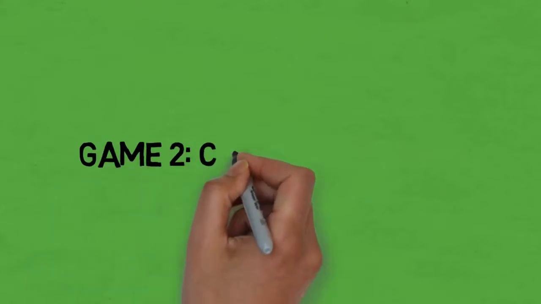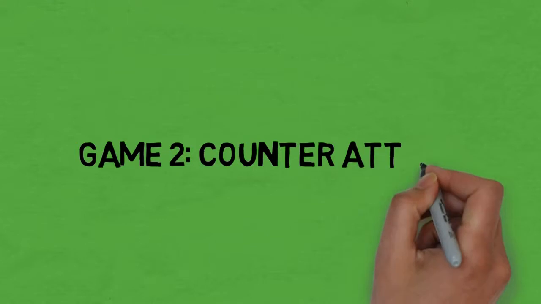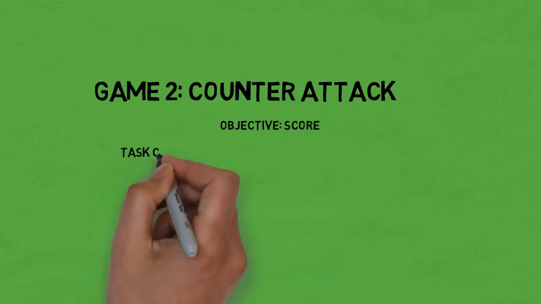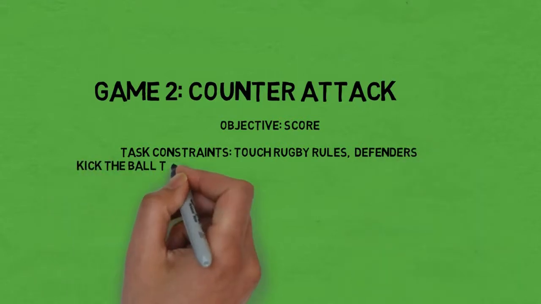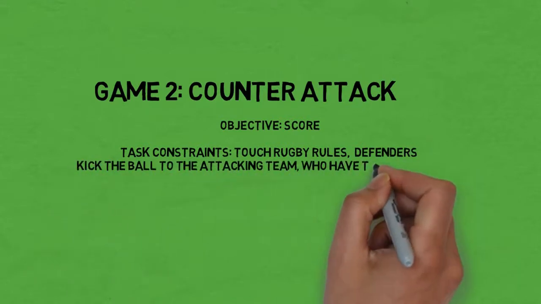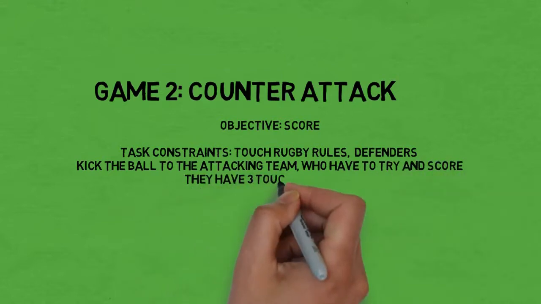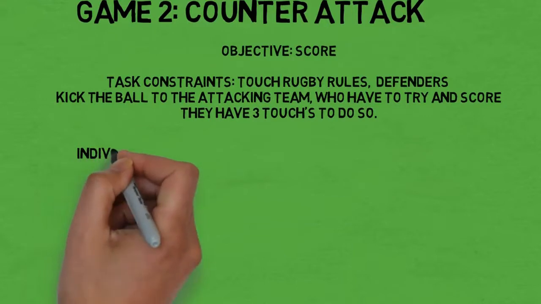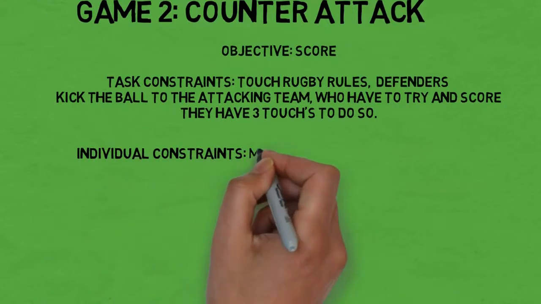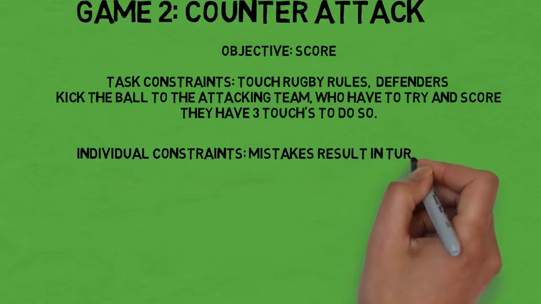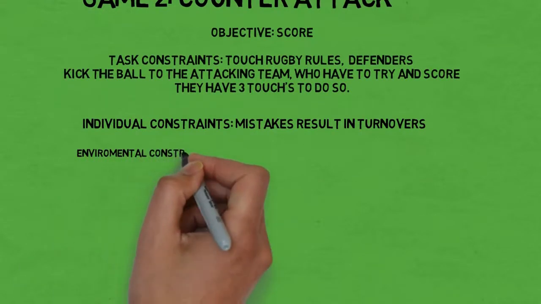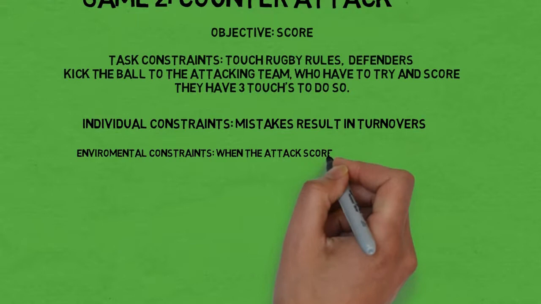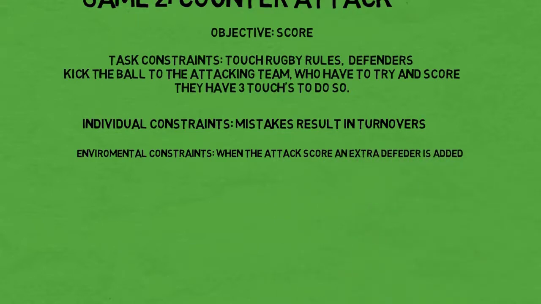Game two is slightly different. It focuses on the counter-attacking abilities of the team. The objective is still to score, however, task constraints are slightly different as well. The touch rugby rules apply, however, the opposition team has to kick the ball to the attacking team who have to try and score. They have three touches to do so. The individual constraints are that mistakes result in turnovers. That is, if they make a mistake, the other team has the opportunity to attack and they have to defend. Environmental constraints are that when the attack score, an extra defender is added to the defending team, making it harder for them to score.